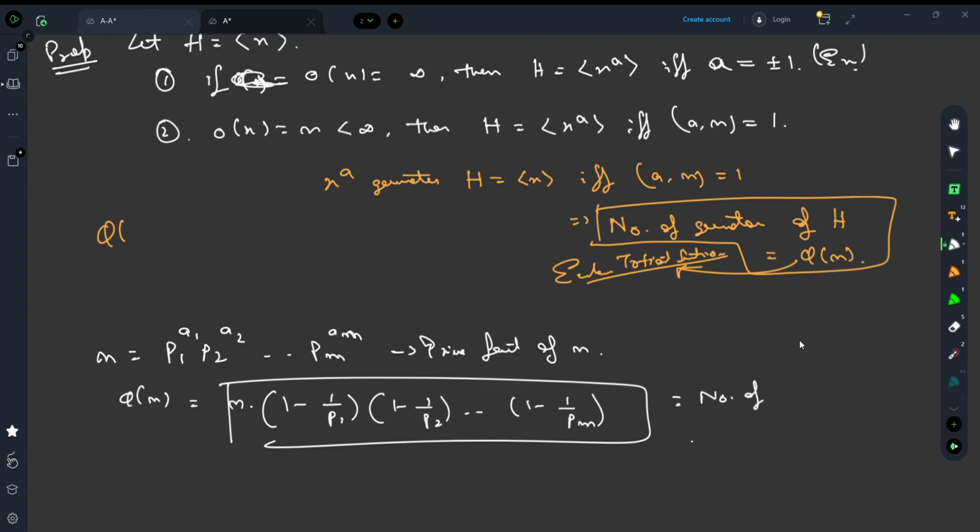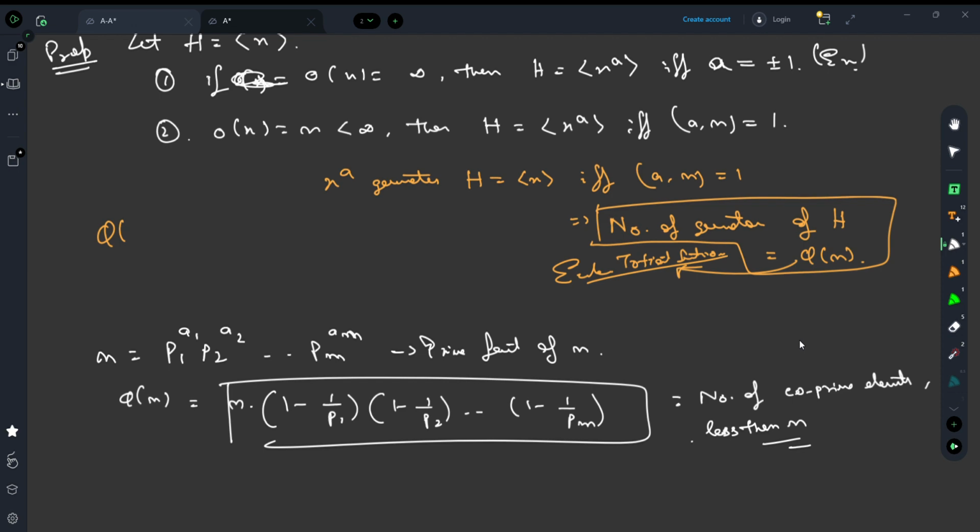Okay, this gives the number of co-prime elements less than n. Okay, and this indeed gives you the number of generators. I guess this concept is now clear.